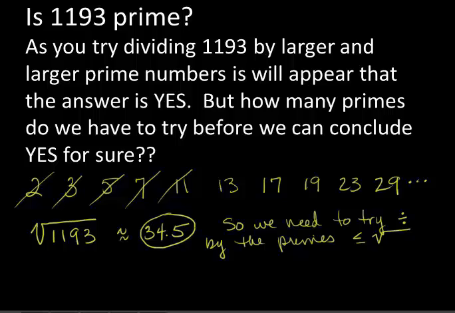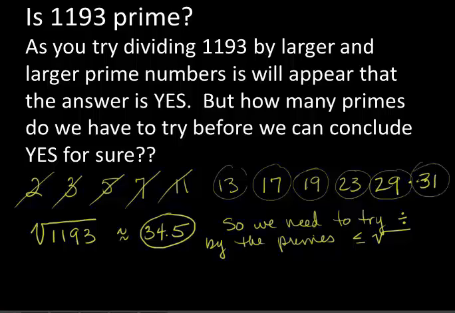Well, that means we need to then try dividing by 13, 17, 19, 23, 29, and, oh, there's one more prime we'll need to try, 31, and that's it. So to tell if 1,193 is a prime, we still need to try dividing by these numbers. And I'll leave it to you. You try those in your calculator, and you'll find no, no, no, no, no, no.